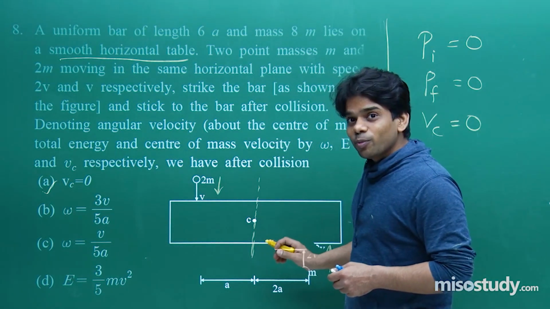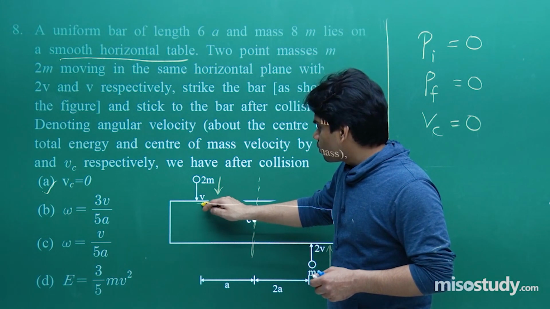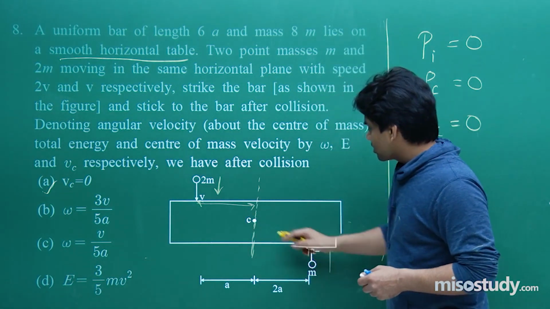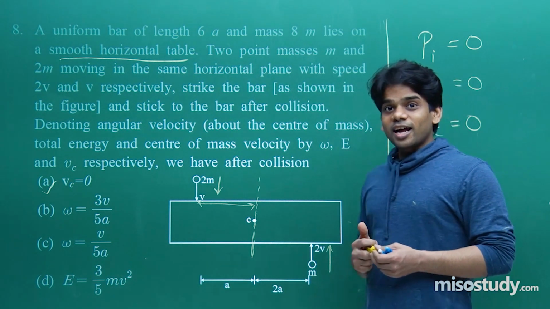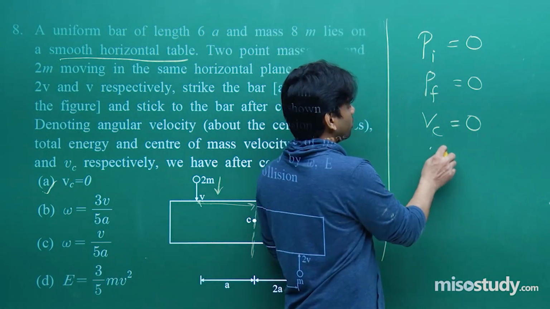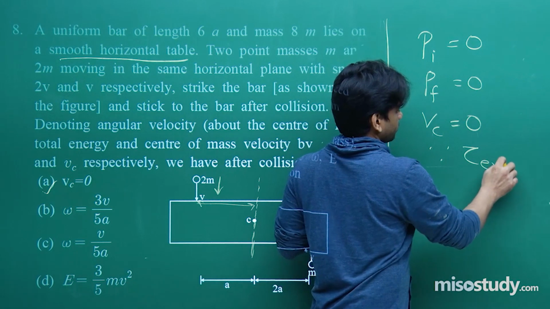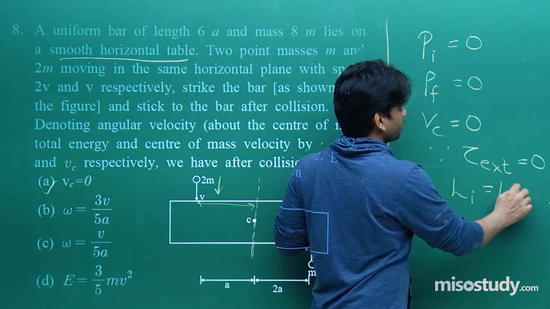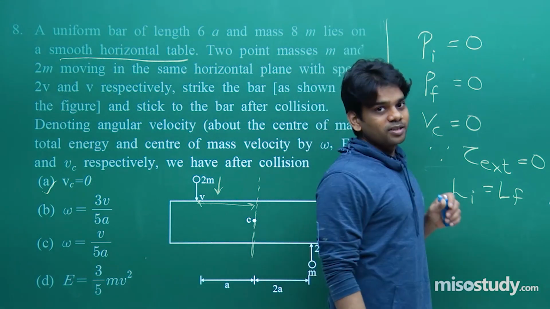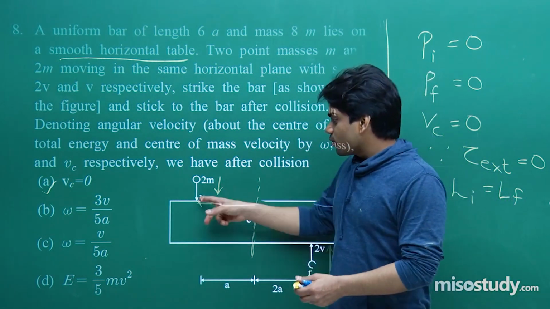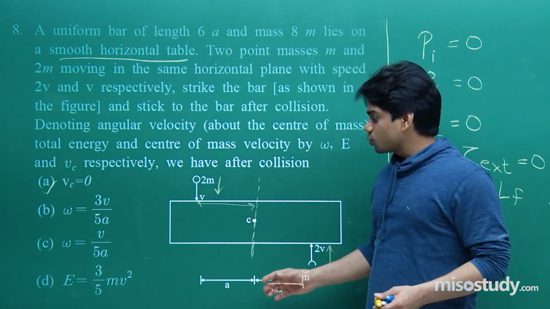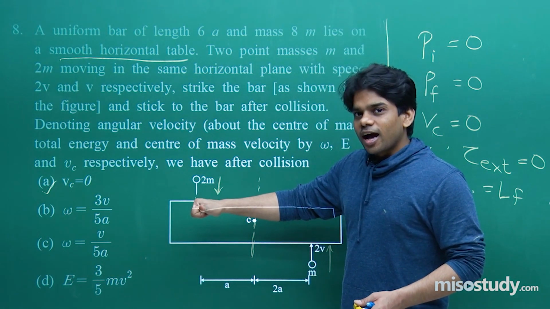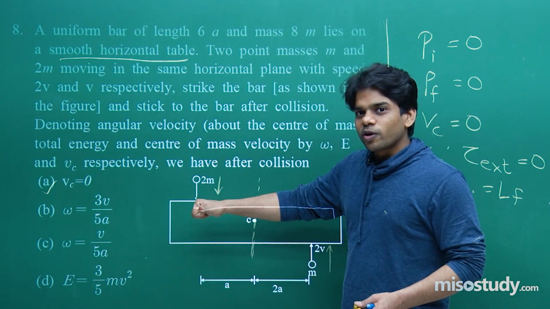So angular momentum due to this body, this distance is given as a, and this distance is given as 2a. Since there is no external torque, angular momentum will remain conserved. Angular momentum due to this body, its velocity is here. We have to do r cross p. If we do r cross p, the thumb is pointing outwards, so the angular momentum direction is out of the plane of the board.